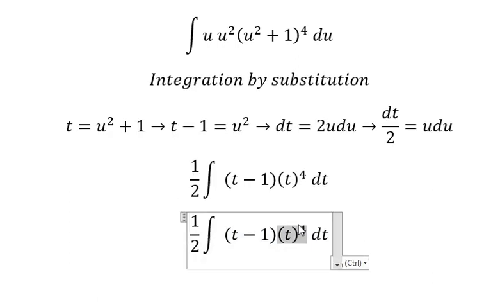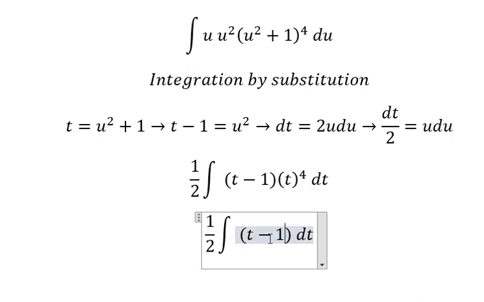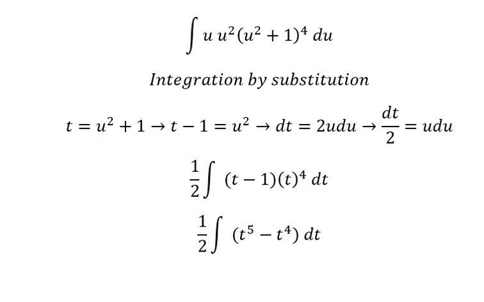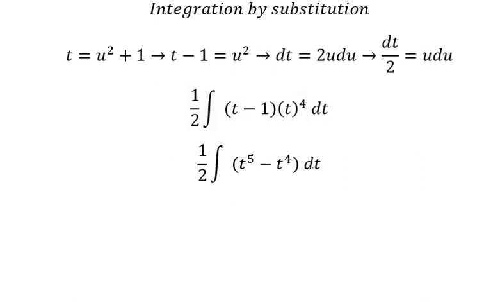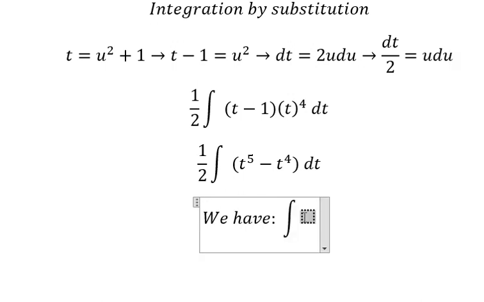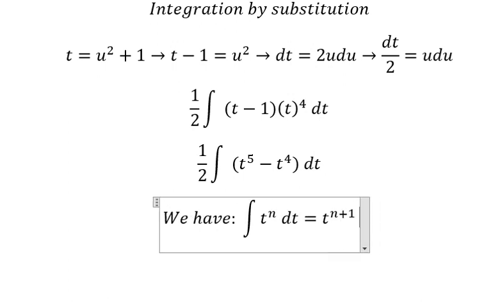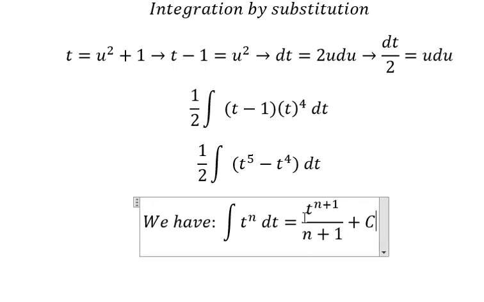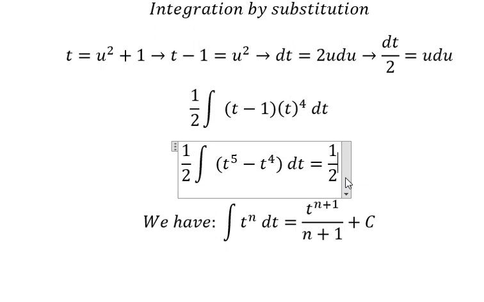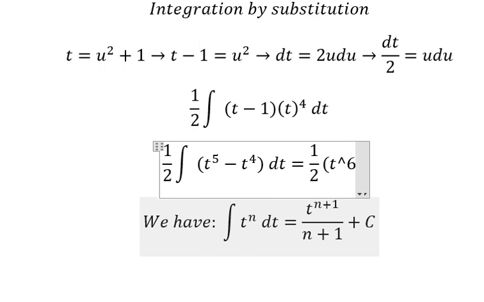So t to the power of 4 multiplied by t and number 1. Now we have the formula in here. Number 5, I will put this one going here. So 5 plus 1, we have number 6. Number 4 going here. We have 4 plus 1, we have number 5. And now we have like this.